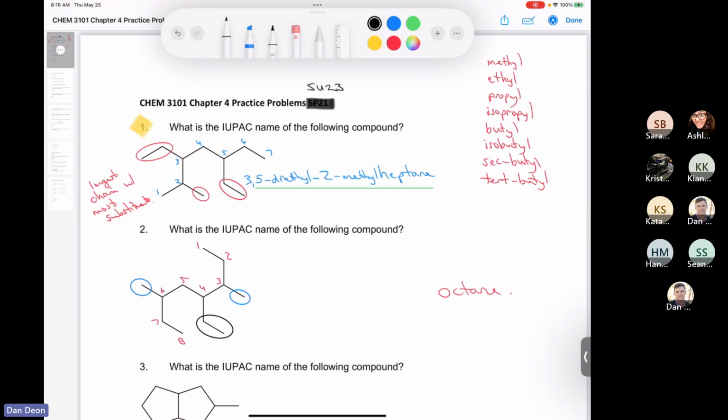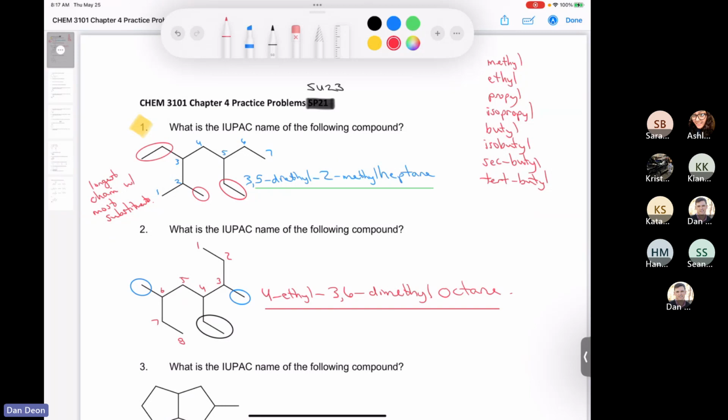Well, E comes before M in the alphabet. So we're going to put 4-ethyl, and then 3,6-dimethyl octane. 4-ethyl-3,6-dimethyl octane. Give me a thumbs up if you follow me on the rationale of that.